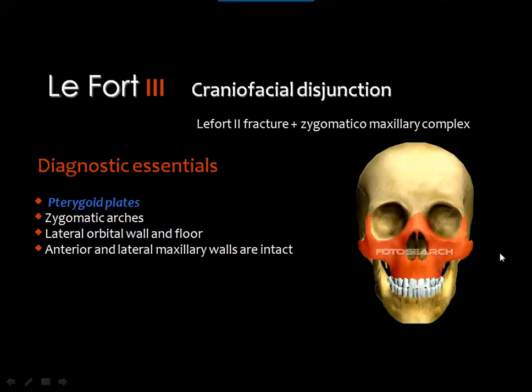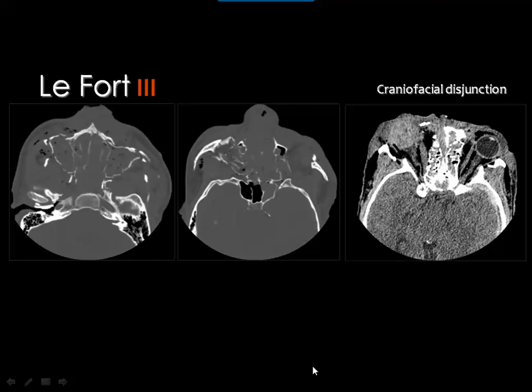And if you see a zygomatico-maxillary complex fracture with the type 2 Lefort fracture, Lefort type 2 plus zygomatico-maxillary complex equals Lefort type 3. This is an extensive facial injury. It will affect both maxillary antra, the nasal fossa, the bony nasal septum, the zygomatic bone, the zygomatic arch, the ethmoidal air cells, the nasal bones. All these will be fractured.